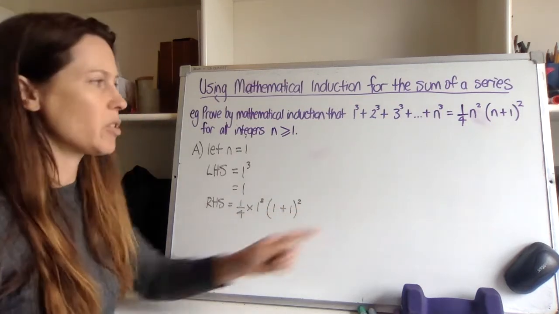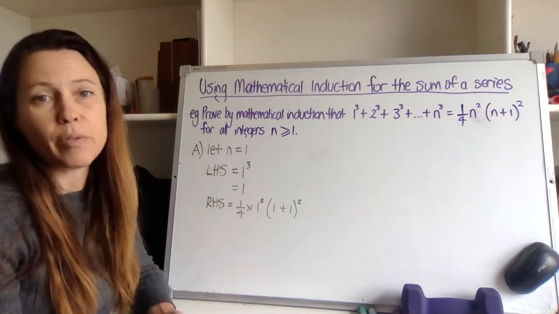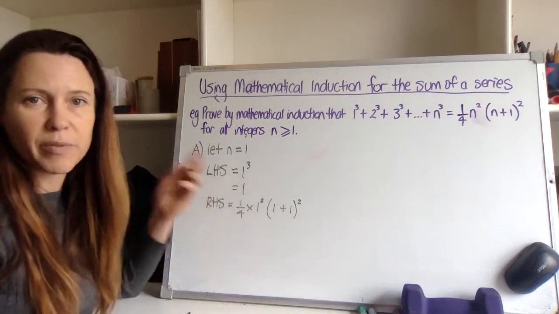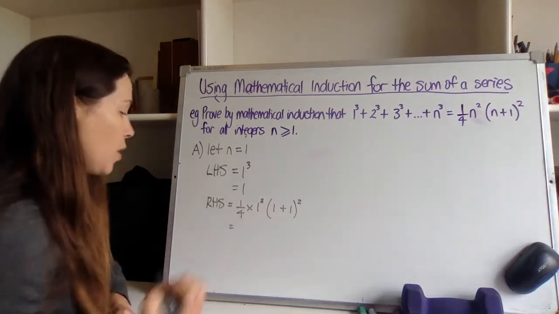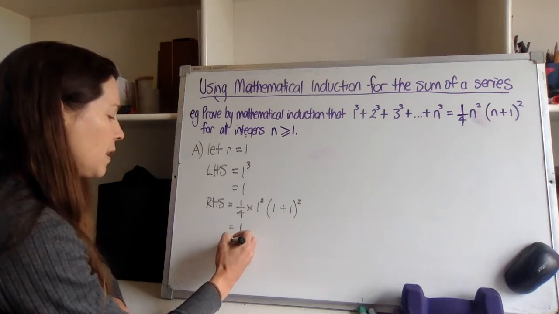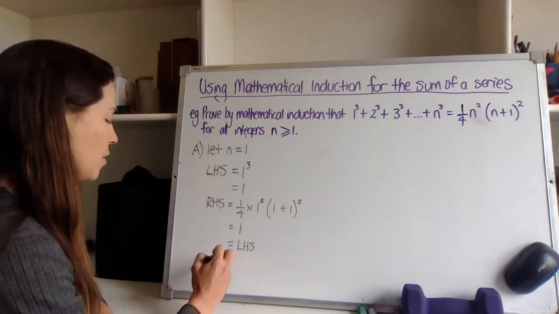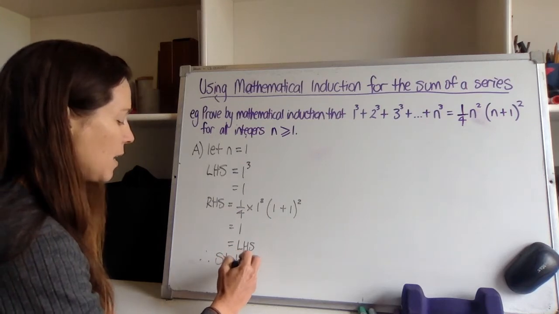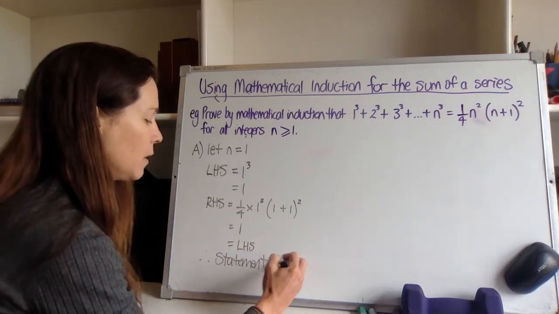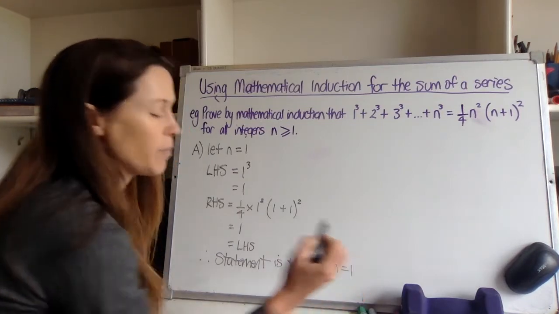Now notice there that I was just subbing in a 1 anywhere there's an n. I'm showing my working because it's a proof and I want to make it really easy and obvious for anyone to see what I'm doing. So I've got a quarter times 4, and that's 1, and that is equal to the left-hand side. So now I need to say, therefore, the statement is true when n equals 1. And I've finished the first part of my proof.